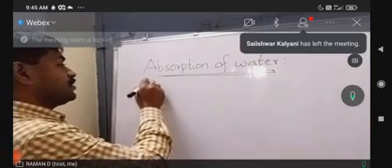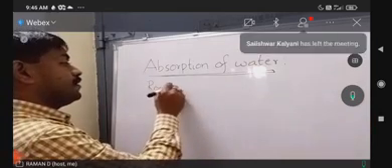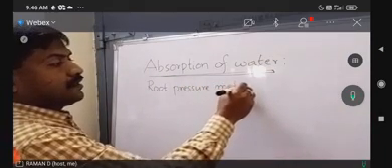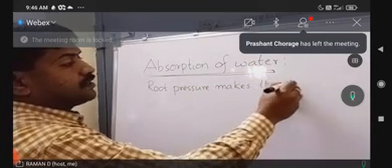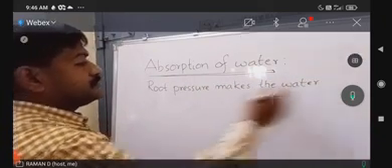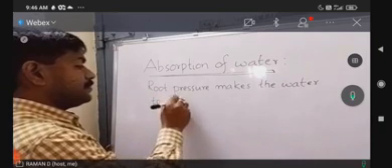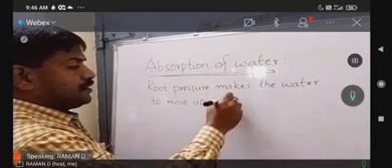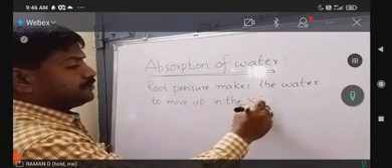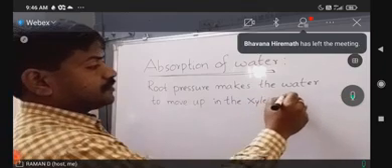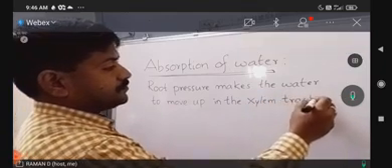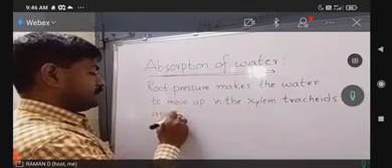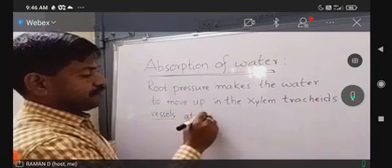So root pressure makes the water to move up in the xylem, tracheids and vessels, at the root level.